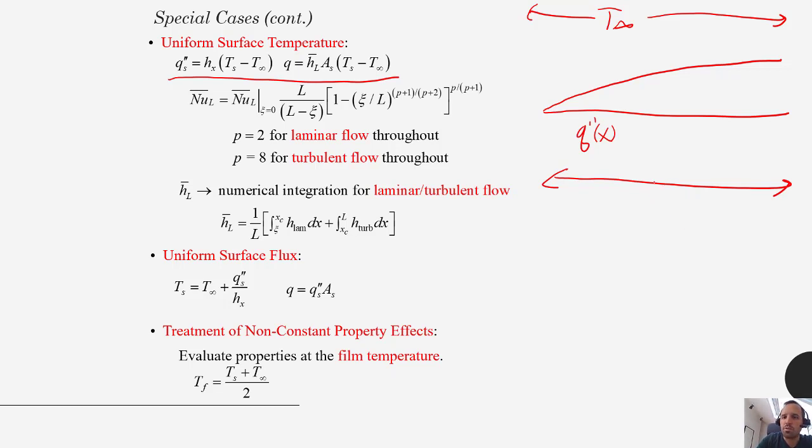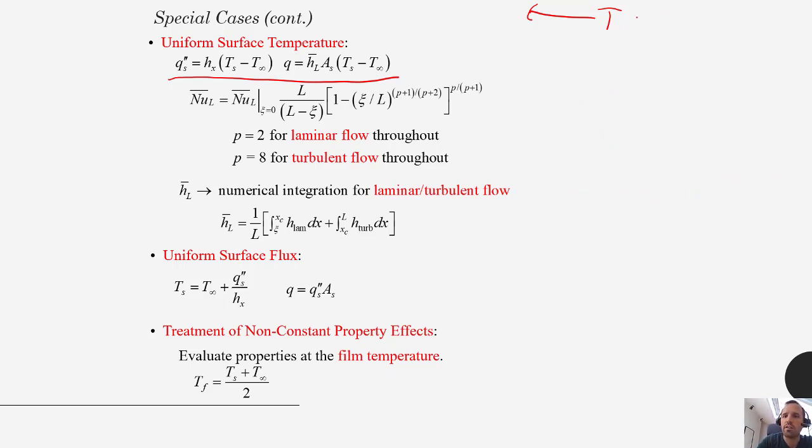So you would use the correlation shown here on the left, and if you have laminar flow throughout, you would use an exponent of p equals 2. If you have turbulent flow throughout, you'd use an exponent of p equals 8. And then getting your average heat transfer coefficient, again, would require this numerical integration for laminar and/or turbulent flow. So in the laminar region, you would do the integration using the p equals 2 exponent correlation, and then in the turbulent region, you would do the integration using the p equals 8. Then you would average those out using this total equation to get the average heat transfer coefficient.